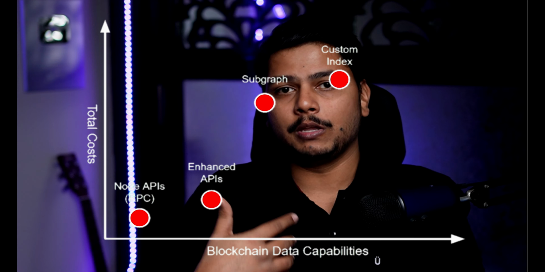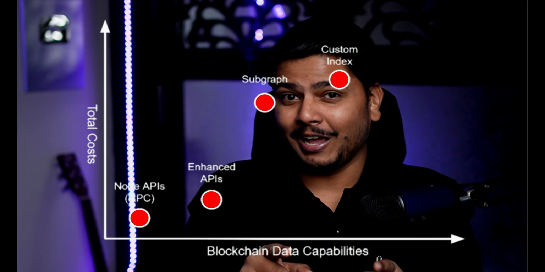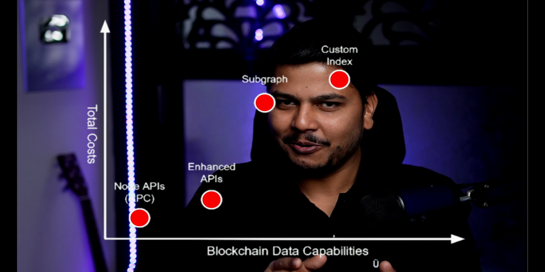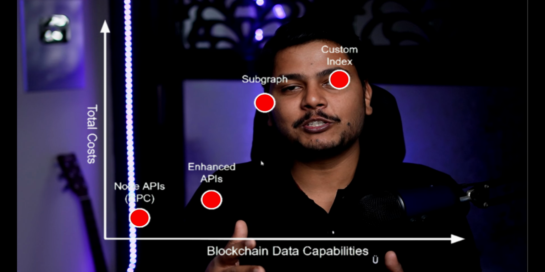Then we have custom index. Again, this is a good option. As you can see, we can have a good amount of blockchain data capabilities, but the cost is also very high, right? But if you talk about QuickNode streams and backfills, now this is something good, because if you are using custom index with QuickNode streams and functions, then we are getting good blockchain data capabilities. Plus, we are also reducing our cost a lot. Okay, so that's why we are using QuickNode streams and backfills.